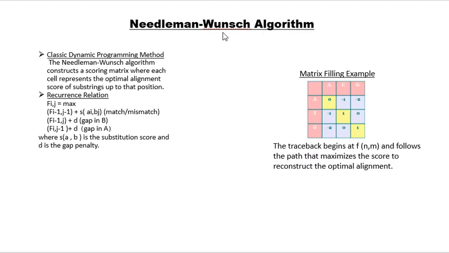The Needleman-Wunsch algorithm is the classical dynamic programming method. It constructs a scoring matrix where each cell represents the optimal alignment score up to that position. There is a recurrence relation for each cell, and the traceback begins at the final position F(N,M) to follow the path of minimized score.